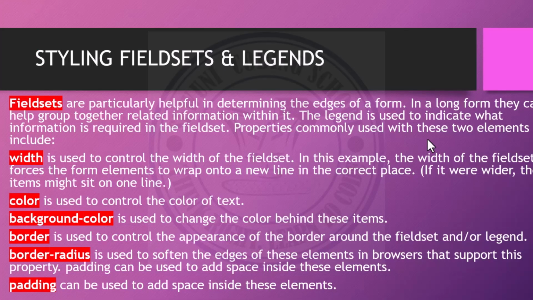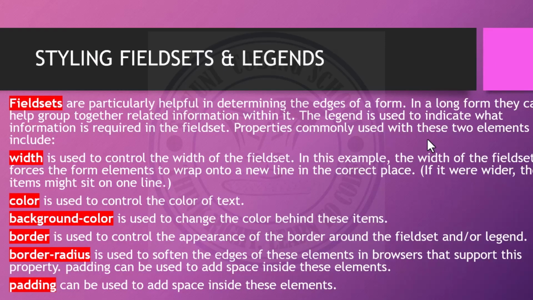Now field sets and legends. How to style field sets. Field sets are particularly helpful in determining the edges of a form. In a long form, they can help group together related information within it. The legend is used to indicate what information is required in the field set. Properties commonly used with these two elements, this is the field set and the legends, are width, color, background color, border radius. But now you should know what border radius are used for.